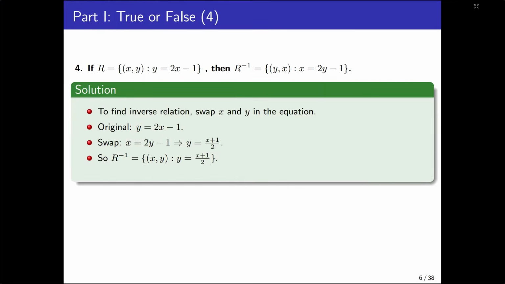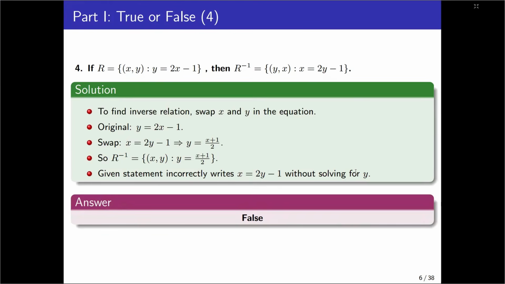If we interchange y and x, we never change or simply swap the equation, that is, only the variables x and y. If we interchange the variables x and y and solve for the new y, we never interchange the ordered pair; (x, y) should be kept as this. Therefore, the given statement is incorrectly written as x equals 2y minus 1 without solving for y. Therefore, the statement is a false statement.